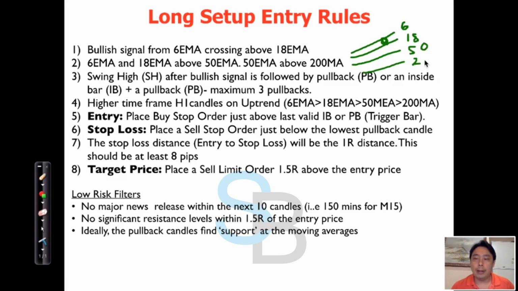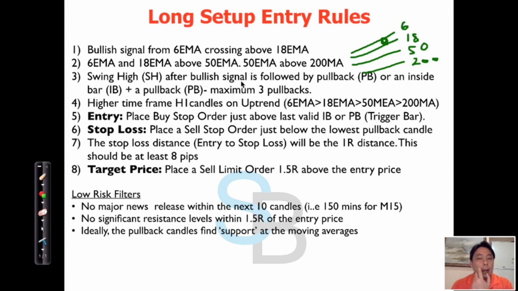Recall in our lesson of technical analysis, when the moving averages are in sequence from the smallest to the largest, it's a very clear uptrend. So we only want to trade this on a very clear uptrend. Hence, we want to see that sequence of 6, 18, 50, and 200. Comprende? Good. Great.